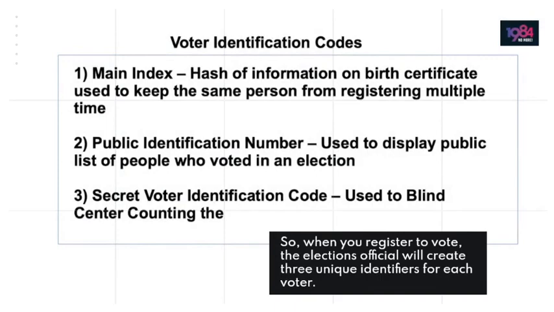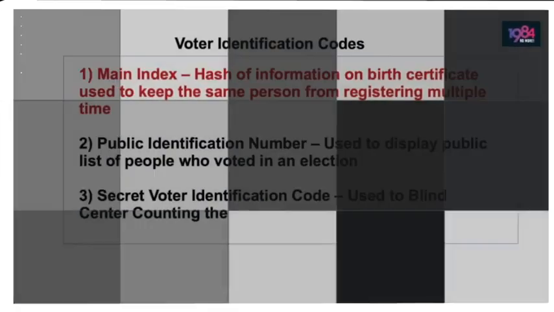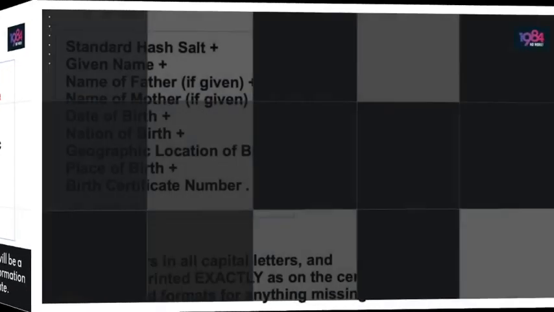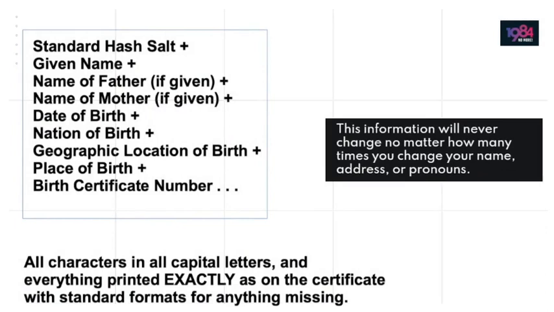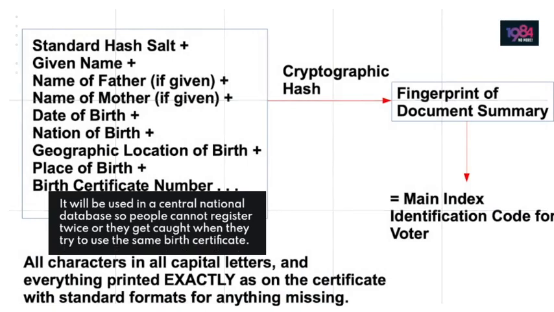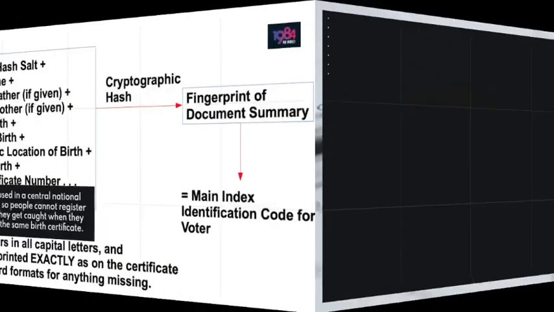So, when you register to vote, the elections official will create 3 unique identifiers for each voter. The main identifier will be a hash of common information of your birth certificate. This information will never change no matter how many times you change your name, address, or pronouns. It will be used in a central national database so people cannot register twice or they get caught when they try to use the same birth certificate.